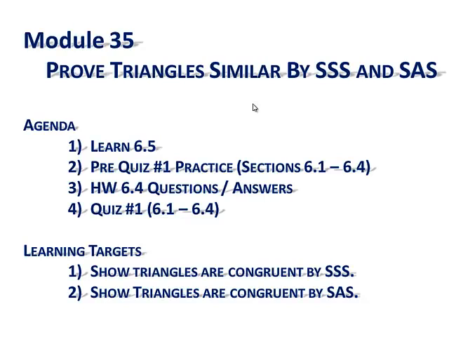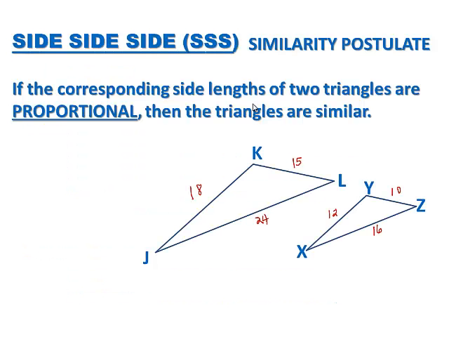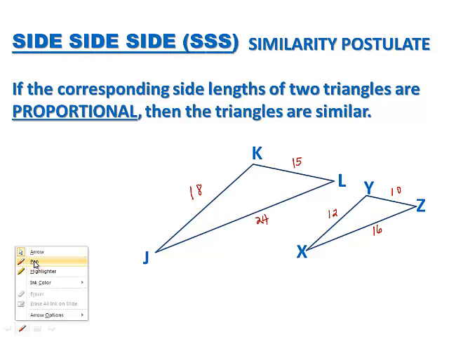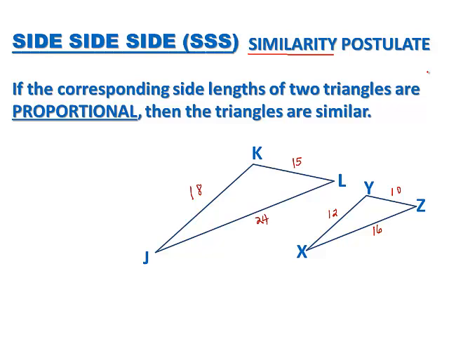All right, this is module 35, prove triangles similar by side, side, side, and side angle side, or SSS and SAS. All right, so first thing I have to do, we're going to relate this to something we did in a previous module, which is the side, side, side congruence postulate. The thing that is different with this is that this is the side, side, side similarity postulate. So it's only proving similarity, it's not proving congruence.